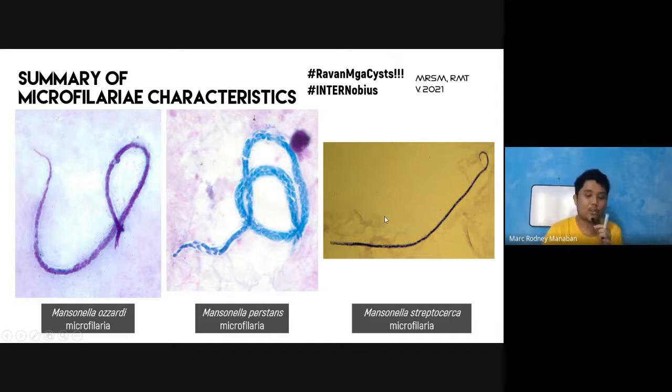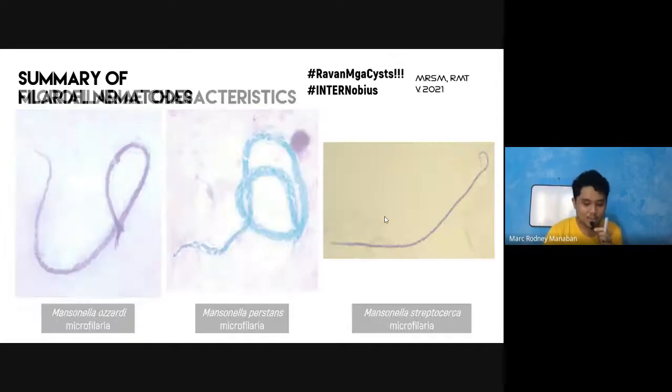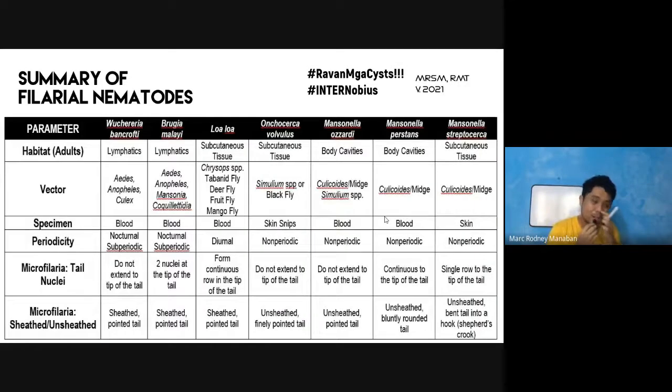Alright? Okay, so don't forget that. Okay. And of course, para mas easy ang life, ayan, summary, tabular summary, di ba? Para mas easy ma-remember. So we look first at habitat of the adults. So as you can see, Wuchereria, Brugia, of course, are lymphatics. Loa-Loa and Onchocerca, subcutaneous tissue. The Manzanella species usually kay body cavities, alright? Except for Manzanella streptocerca, na same with Onchocerca volvulus, makitaan sa subcutaneous tissue.